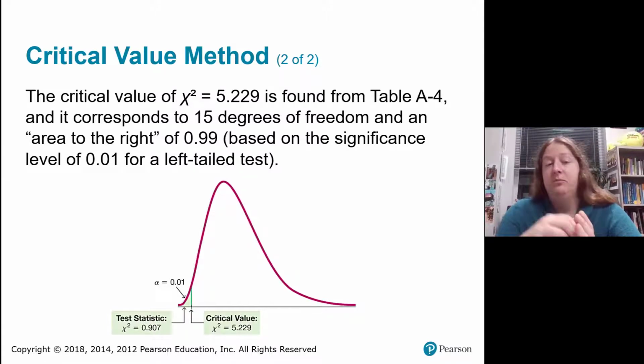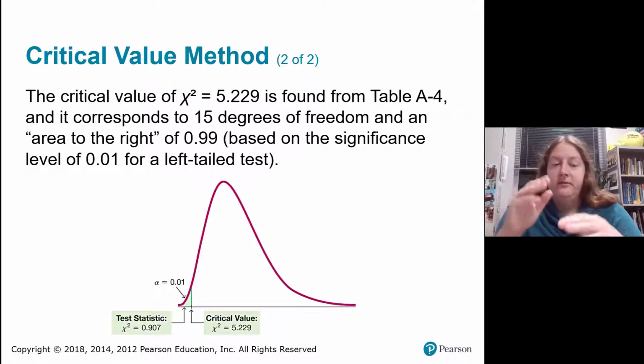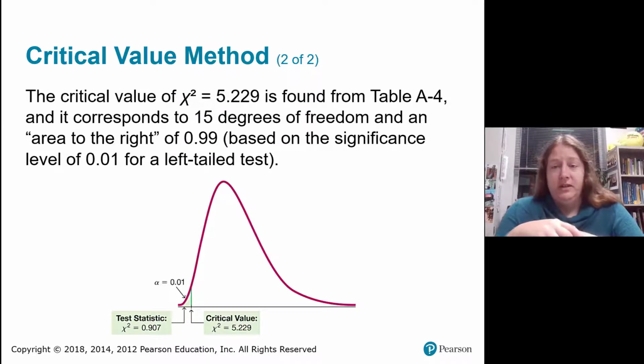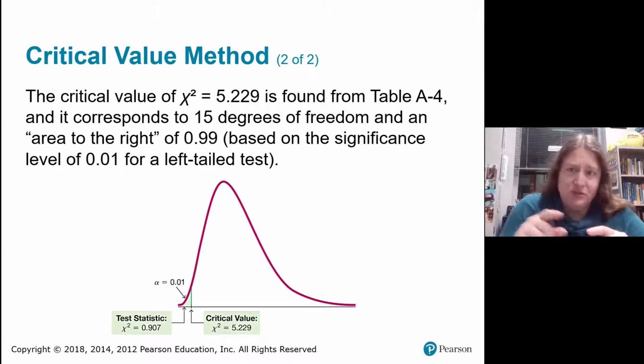Now remember, our table gives us areas to the right. So in the 15 degrees of freedom row, we're looking for the area to the right of 0.99. And if you find that value, we have a critical value of chi-square equals 5.229. Our chi-square value of 0.907 is less than that one. So it is in that critical region, which allows us to decide we're going to reject the null hypothesis. We'll get back to that conclusion in just a second.